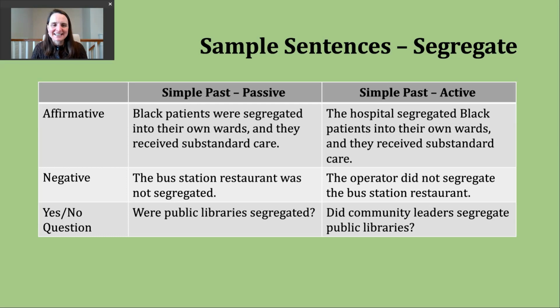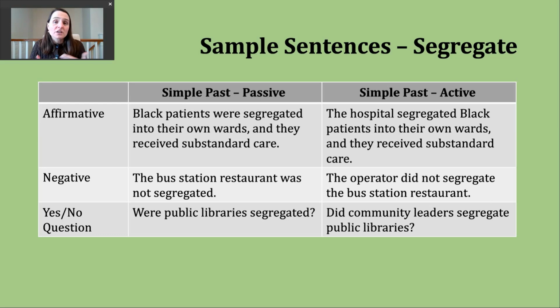Let's take a look at negative passive voice in the simple past tense. I have an example sentence here. The bus station restaurant was not segregated. Okay, so you can see the structure there. Was, then not, and then the participle form of the verb. This was a story talking about how many restaurants were segregated in a certain part of Arizona, and the article mentioned there was one that was not segregated, right?